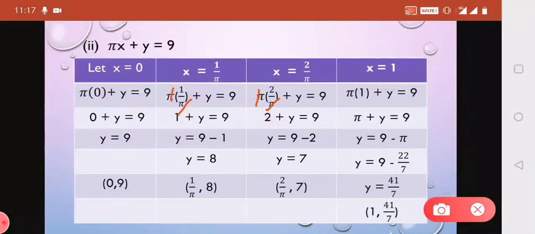Further, let us suppose value of x as 1. So pi into 1 plus y equal to 9. That is pi ones are pi only. So we write pi plus y equal to 9. That is y equal to 9 minus pi. Let us insert the value of pi, which we are knowing. It is 22 upon 7. So we take y equal to 9 minus 22 upon 7. When we take the LCM, that is 9 7s are 63 minus 22 upon 7, we will get y equal to 41 upon 7. So the fourth pair is 1 and 41 upon 7.